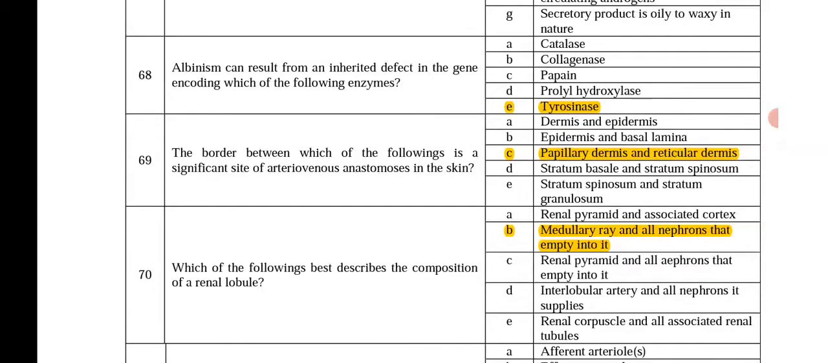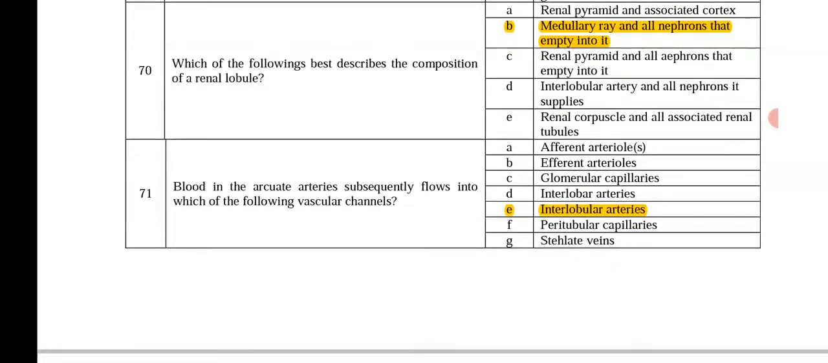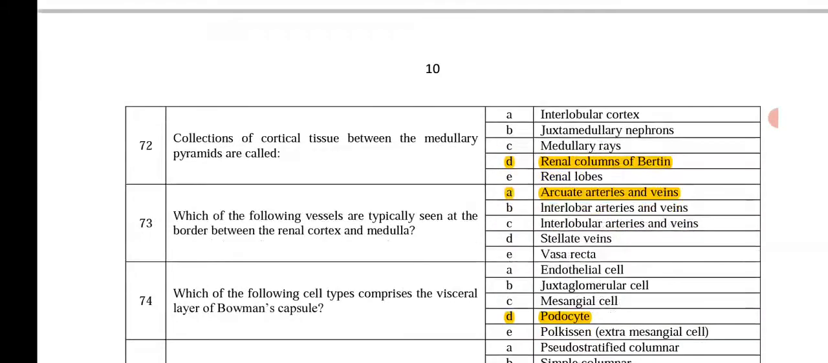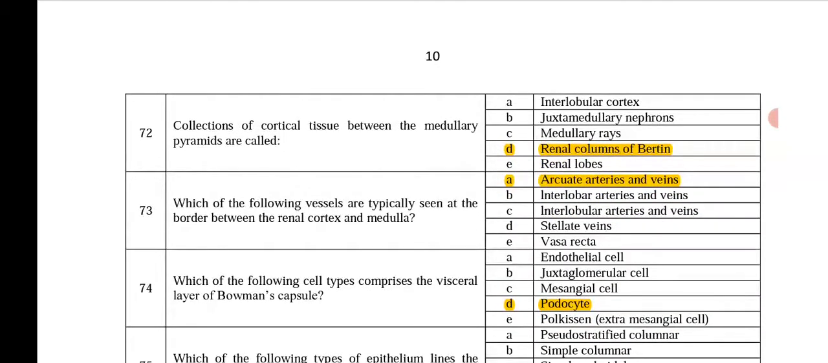Which of the following best describes the composition of renal lobule, medullary ray, and all nephrons that empty into it? Blood in the arcuate arteries subsequently flows into which of the following vascular channels? Interlobular arteries. Collection of cortical tissue between the medullary pyramids are called renal columns of Bertin.